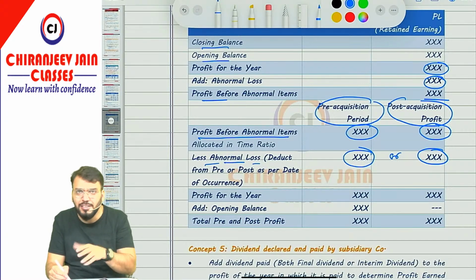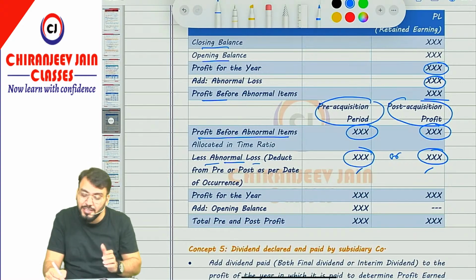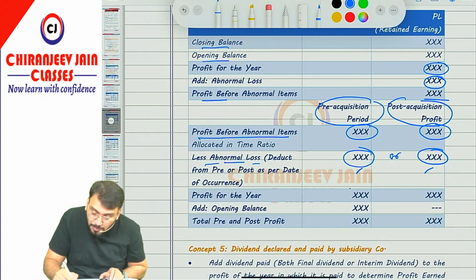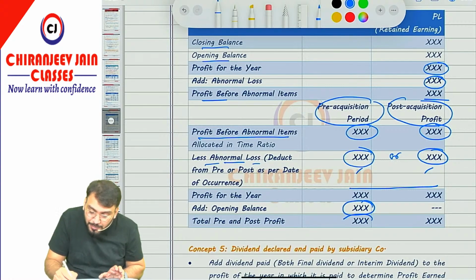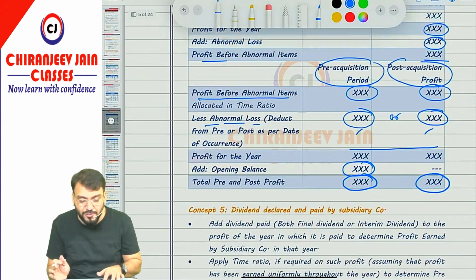It can be pre or it can be post. So deduct from pre, deduct from post as per the date of occurrence. As per the date of occurrence, this will be profit for the year, and to this we will add the opening balance. This will become total pre, this will become total post. Chalega.